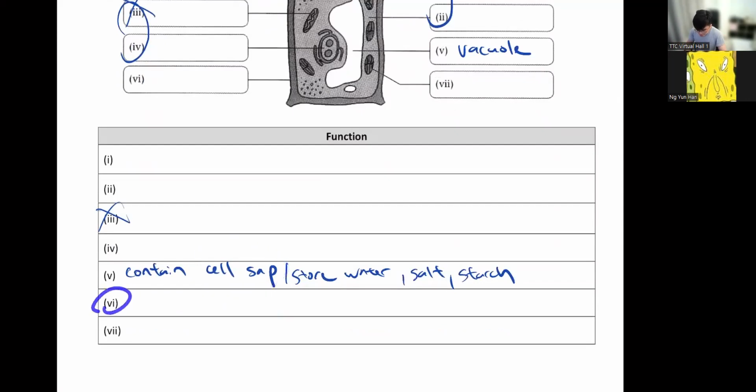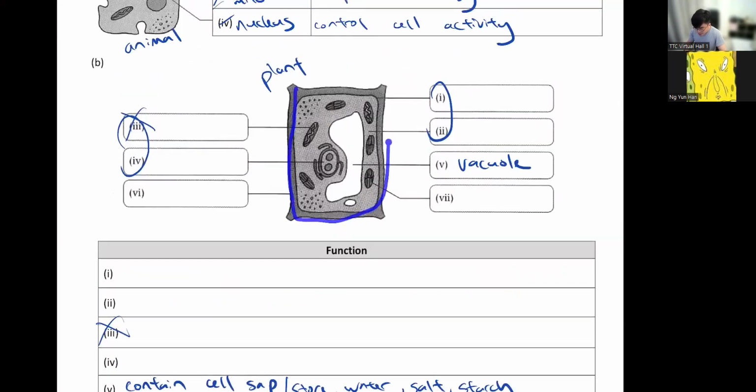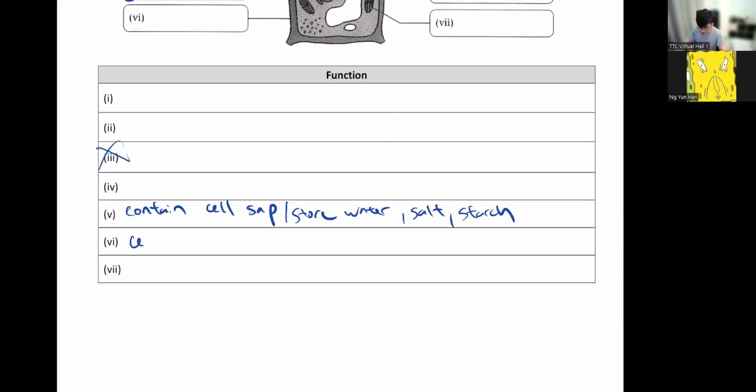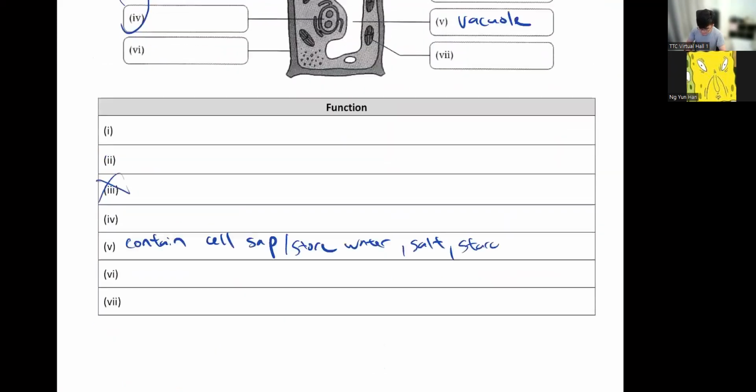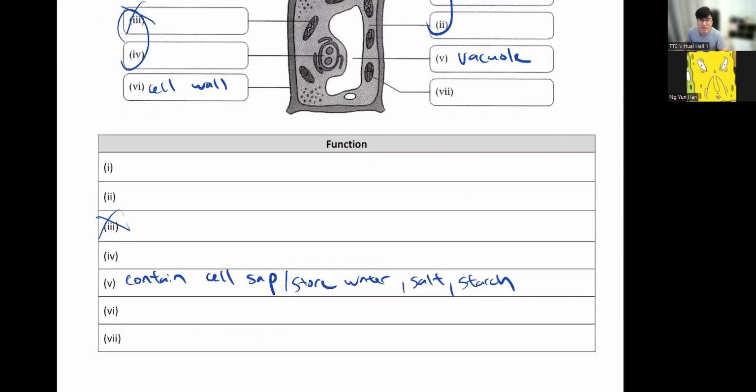And then number 6. 6 is here. So plant cells have one more layer. This is called your cell wall. Oops, sorry, I'm gonna write it up here, cell wall. So what is the function of the cell wall? They don't control things in and out. They maintain the shape of the cell.